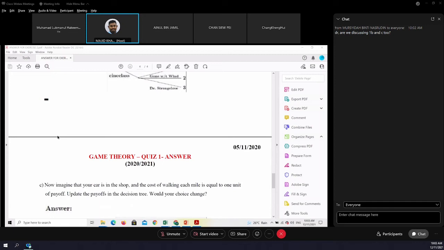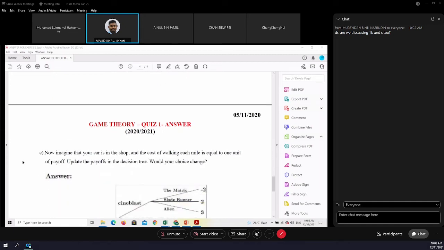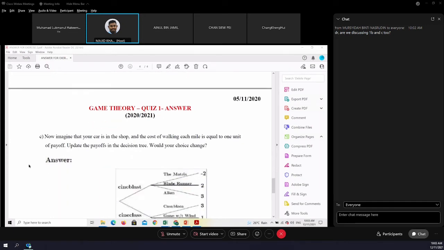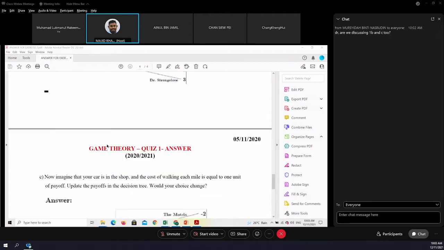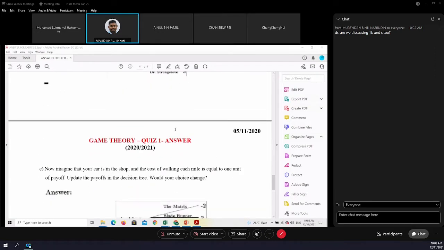The last one, now imagine that your car is in the shop. Basically, this is only one place regarding you. It does not have anyone else. Okay, that's why there is only one pair of values.